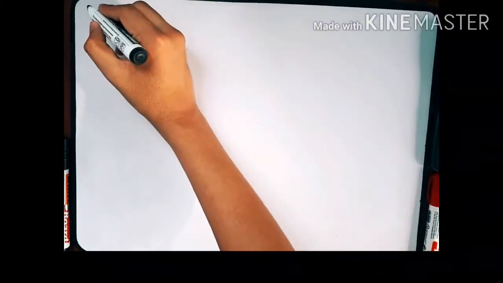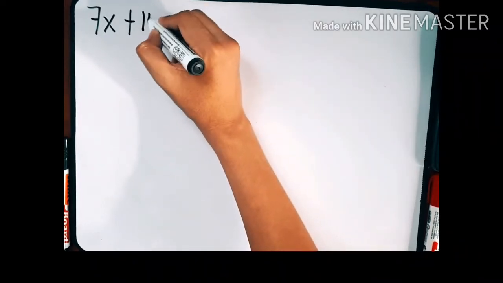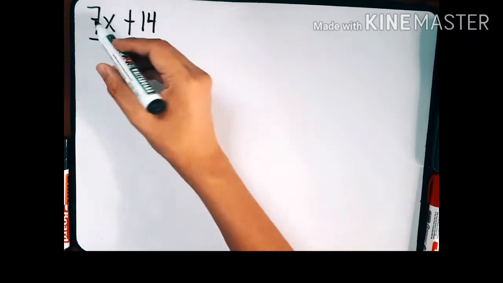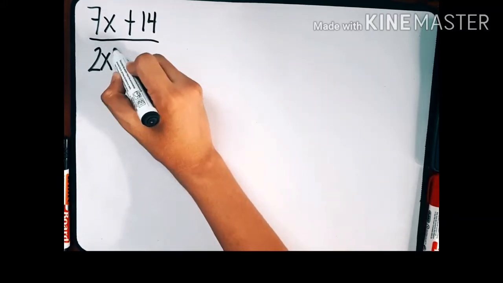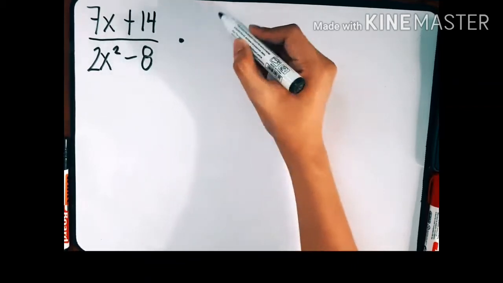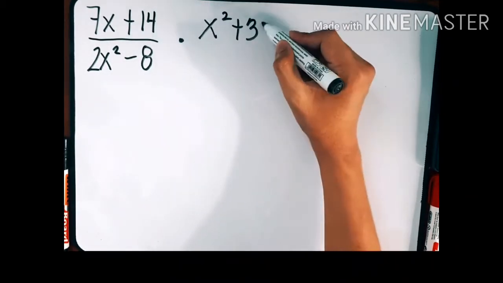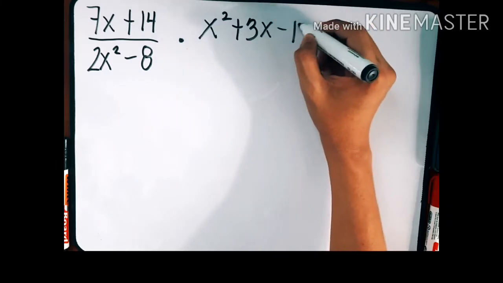Ngayon, tuturuan ko naman kayo kung paano mag-multiply ng rational expression. First example, we have 7x plus 14 over 2x squared minus 8 multiplied by x squared plus 3x minus 10.